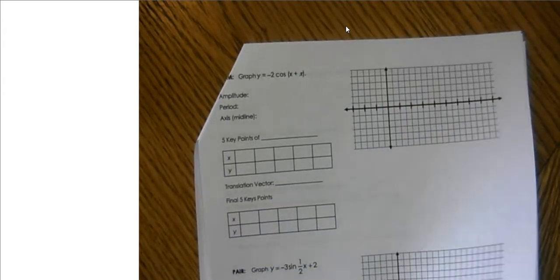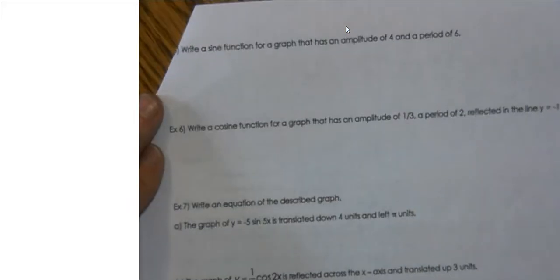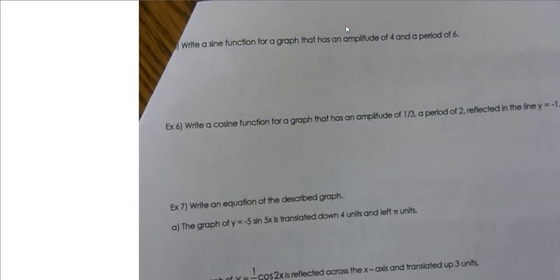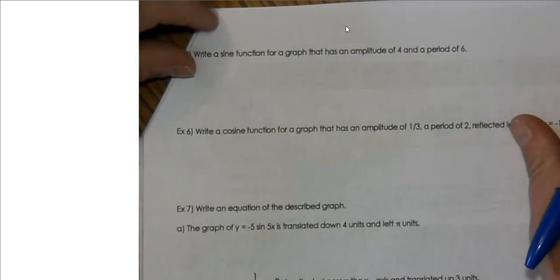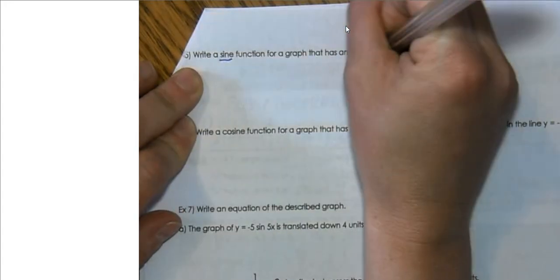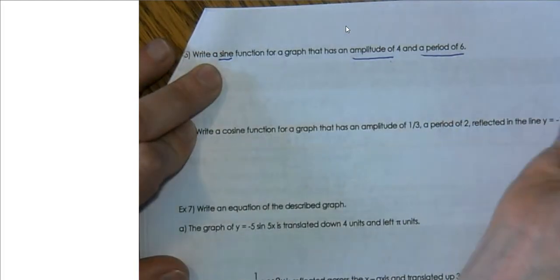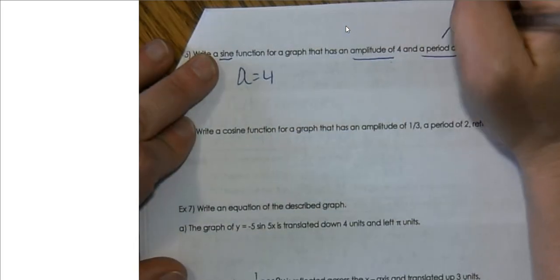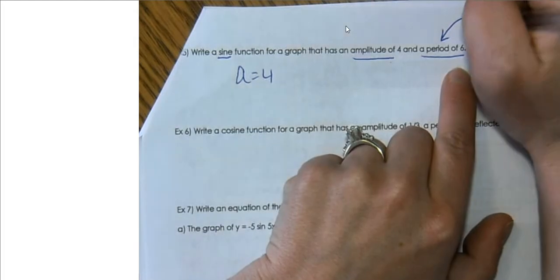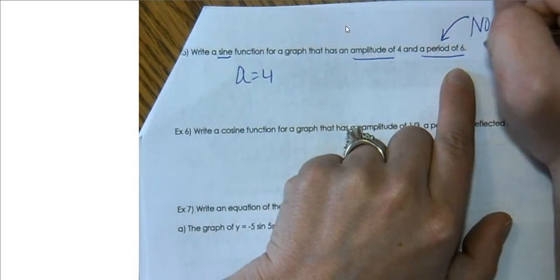So now we're going to flip to the very last page, and what I want to discuss with you guys is how we can create or write functions based on key information. So looking at example number 5, it reads, write a sine function for a graph that has an amplitude of 4 and a period of 6. So what's cool is that I know that based on the fact that it says that my amplitude is 4, my A value has to be 4. But be careful. Period of 6 is not the B value.